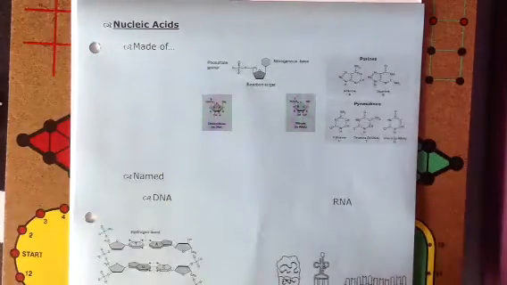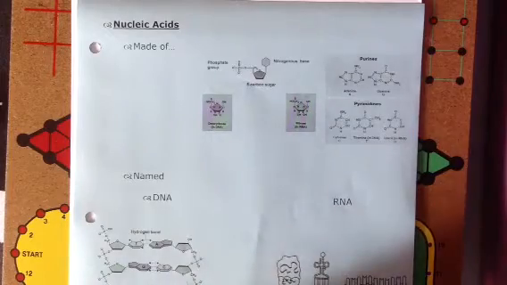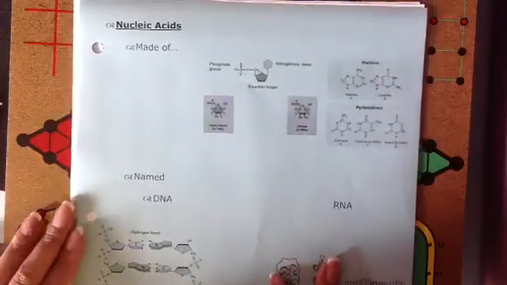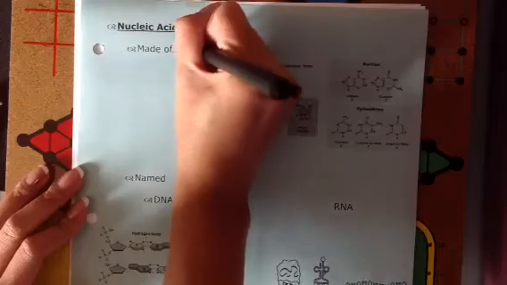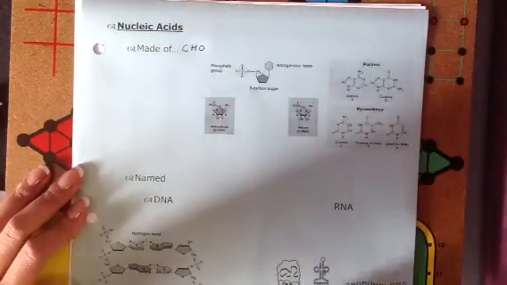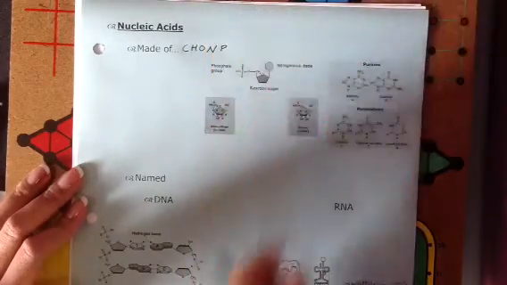So today we're talking about nucleic acids. This is the third organic macromolecule that we're going to be talking about. First of all, what we need to begin with is what are nucleic acids made of? They are made of atoms of C, H, and O. That's what makes them organic. But they also contain the elements nitrogen and phosphorus.